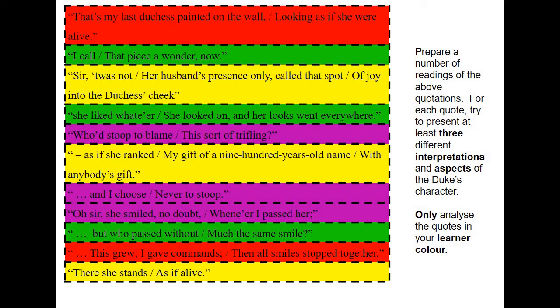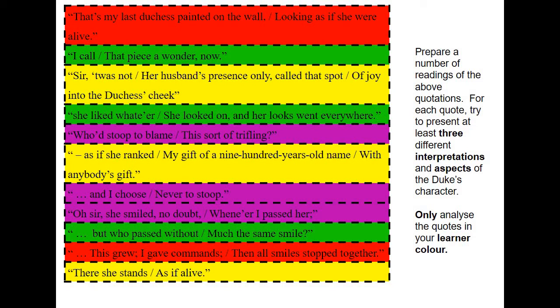So as you can see from the beautiful colour chart on your left, you have a variety of quotes, but they've all got different coloured backgrounds. So guess what? You're going to be working only on the quotes that are in your learner colour. Purple, you're only doing purple. I'm not going to make you do green as well, so don't panic. Okay? So for each of the quotes in your learner colour, try to present at least 3 different interpretations.